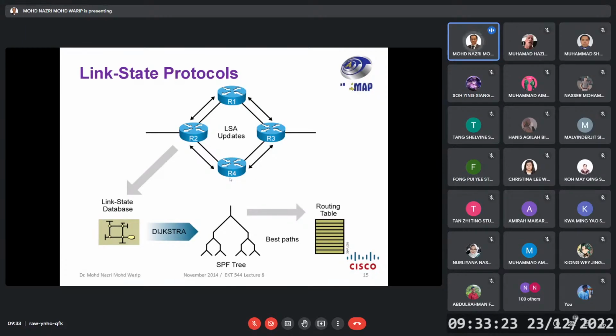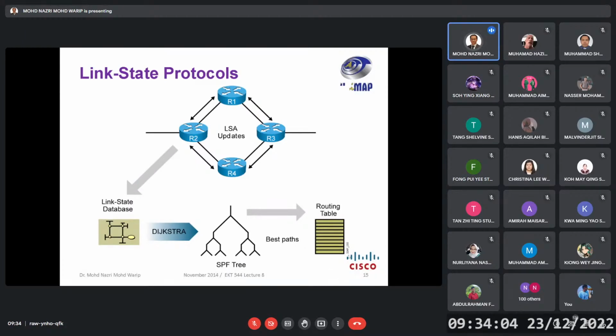So what happens? The process is the link state database like this one, and it uses the Dijkstra algorithm. Dijkstra is the name of the person who invented shortest path first. Okay, inventor, his name is Dijkstra. So after that, it converts to the SPF tree, the shortest path first tree like this one, and does a calculation. Then after that, it will determine which is the best path. So after that, it will put it inside the routing table.